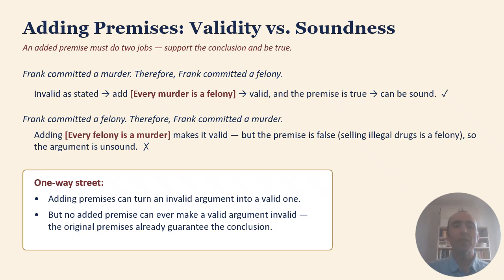This is a one-way street. Adding premises can turn an invalid argument into a valid one, as we did in the first example. But no added premise can ever make a valid argument invalid. The original premises already guarantee the conclusion.